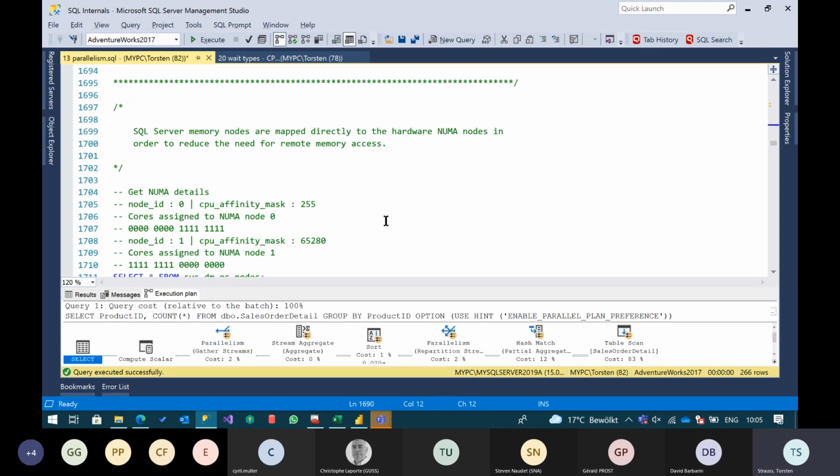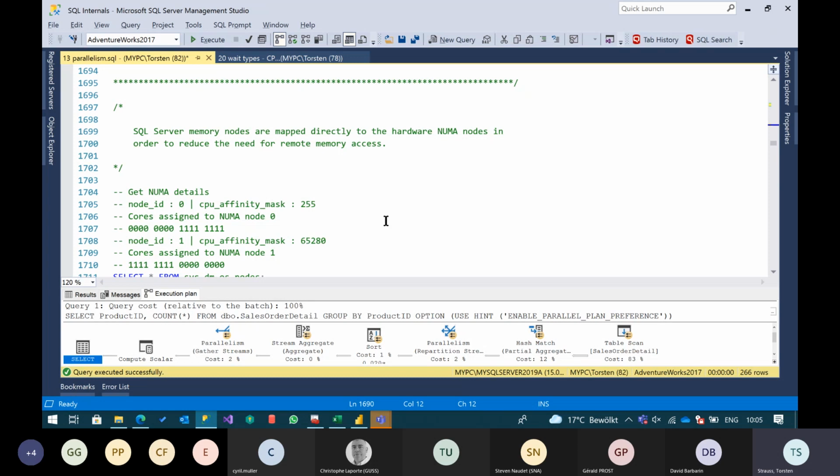But now let's consider the following. I allow SQL Server to run a query on 16 cores. That means I'm not allocating only one NUMA node and benefiting from the internal caches, but I tell SQL Server to also use the other NUMA node. Now SQL Server is in trouble because SQL Server must exchange data between one NUMA node and the other NUMA node.